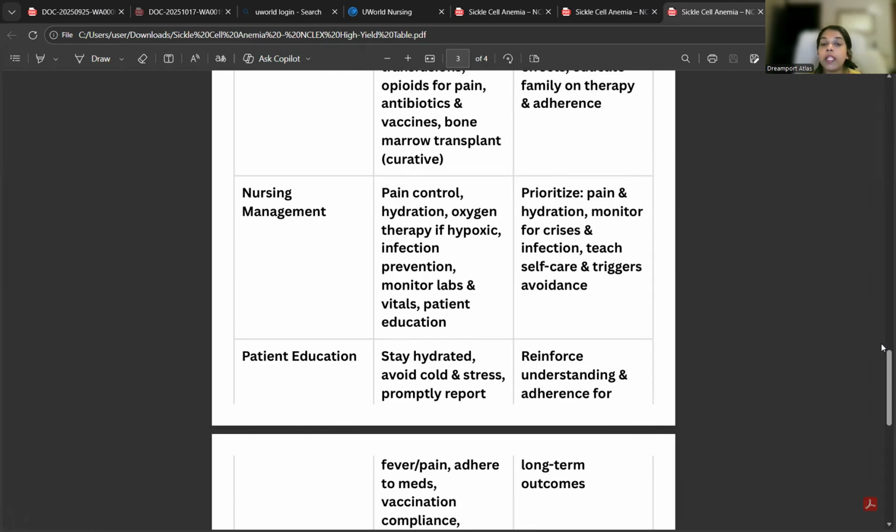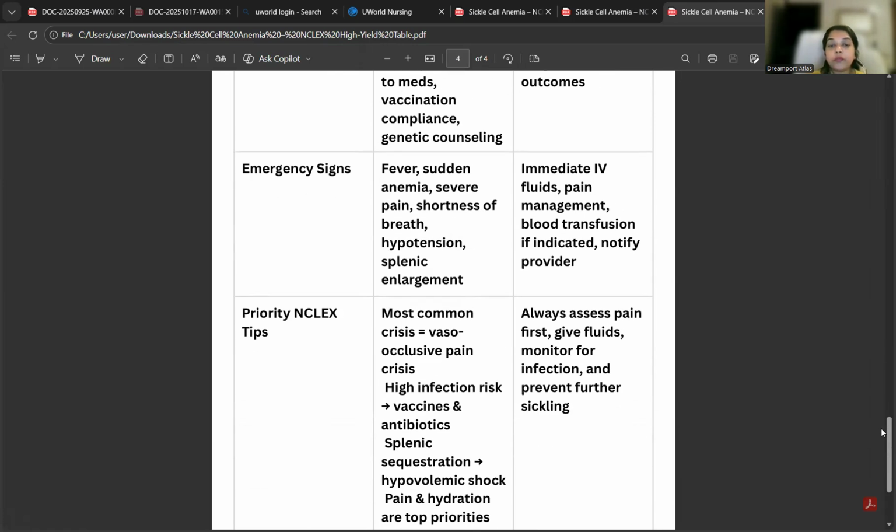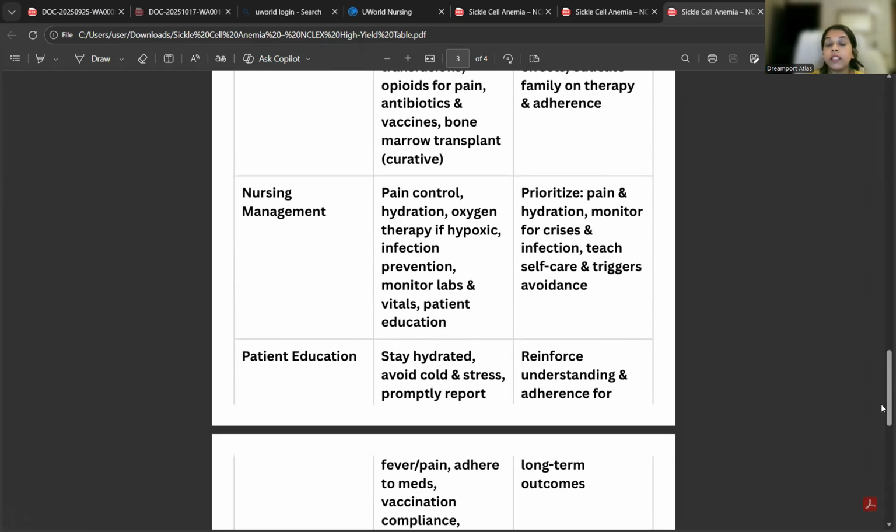That means these medications need to be taken on a regular basis, and the client should not abruptly stop the medication without the physician's order. And also the client needs to maintain a vaccination card, and the client needs to look for genetic counseling also. We know that sickle cell anemia is a genetic disorder, an autosomal recessive disorder. Always make the client understand the importance of the treatment as well as the adherence to the medications.